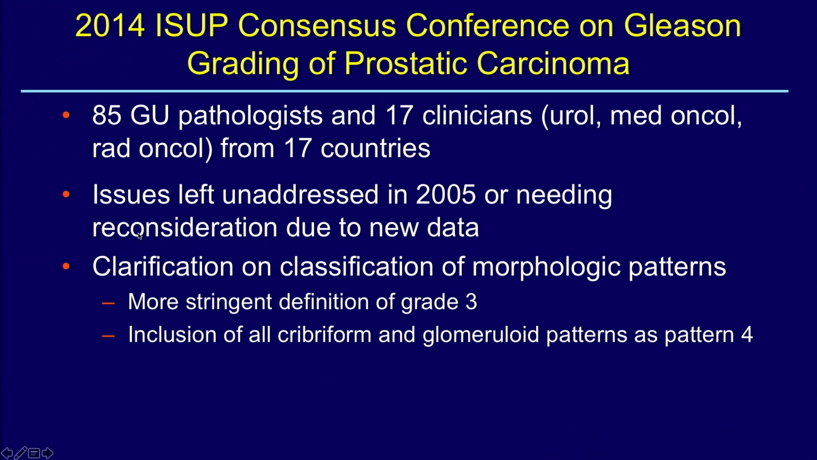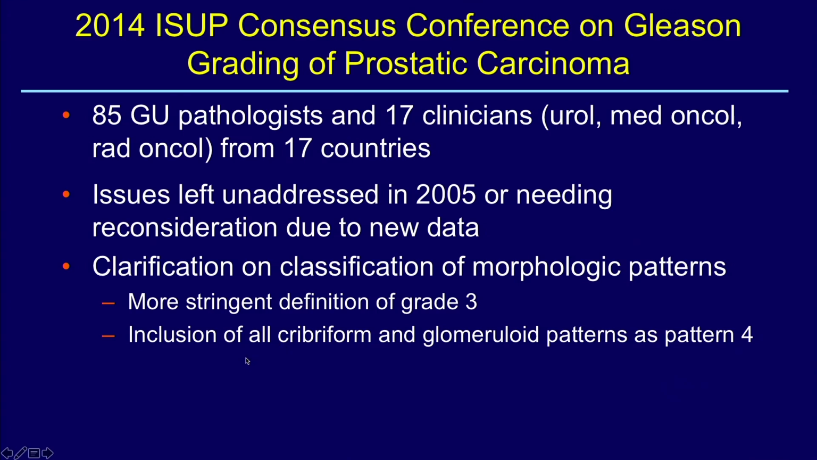And we did some clarification on the classification of morphologic patterns. We clarified to make a more stringent definition of our pattern 3. Why? Because we really thought pattern 3 are those tumors where you want to have the option of doing active surveillance. You don't want that to be contaminated with tumors that are likely to progress.